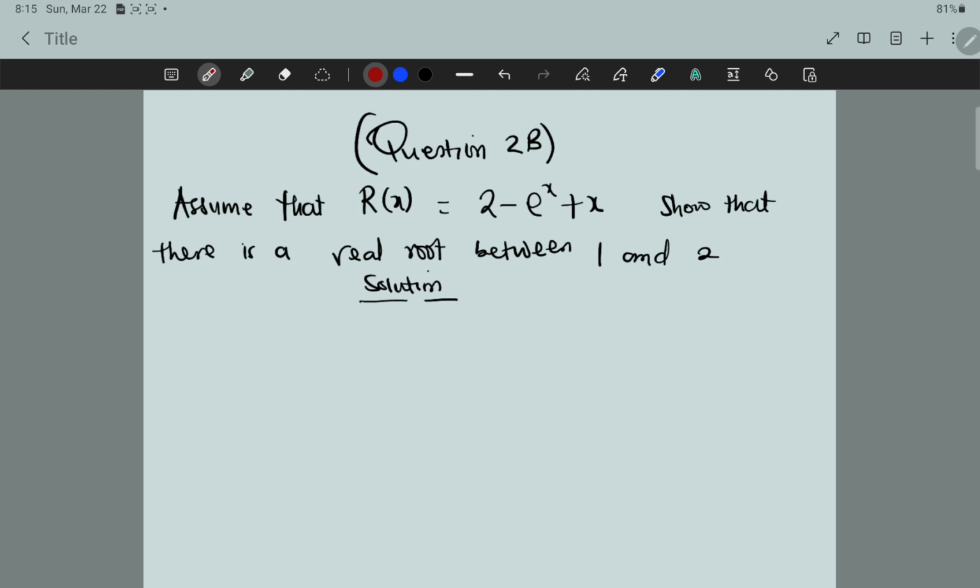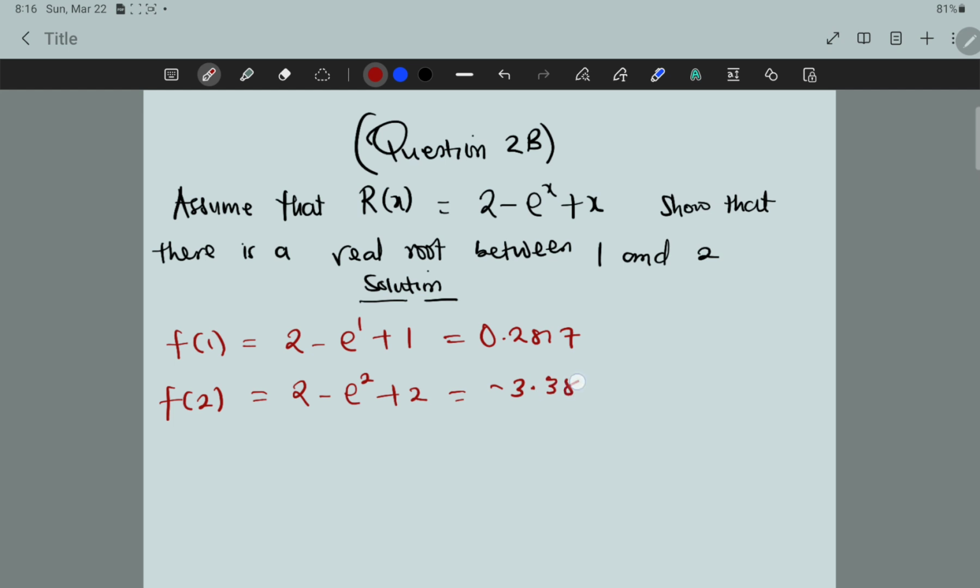All right. So what is f of 1? f of 1 means 2 minus e to the bracket 1 plus 1. If you do that, f of 1 will be 0.28117. What is f of 2? 2 minus e to the power of 2 plus 2. That is exponential, right? That would be minus 3.3891. So this is one positive, one negative, right?